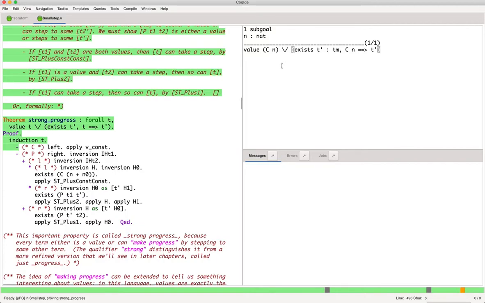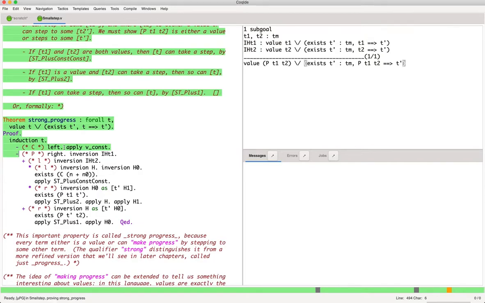So if we consider this case, where the term we're considering is a constant already, then we can see that this left-hand side holds because Cn is a value. Typically we would just go left and use the value lemma to say that is a value. And if we pick a p, we're not going to be able to show this because p's are not values. So we have to go right and somehow show this for the different kinds of things we have.